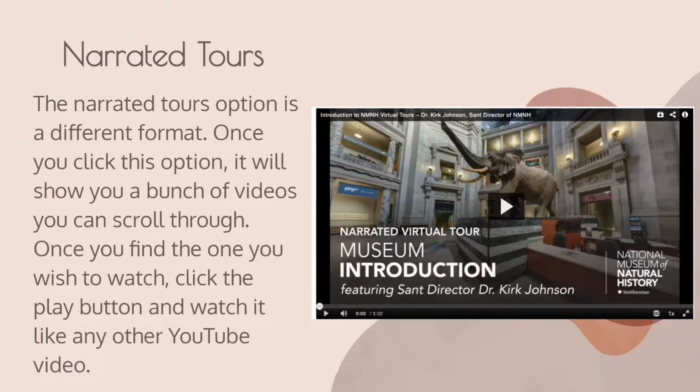So different exhibits have different narrated tours, and you could choose which one you want to watch. For example, this one here is on that elephant there, if I'm not wrong. So different artifacts or different stuff they have in the museum have their own narrated tours, which you can watch. And there's a huge list there, so you could choose from one of those.